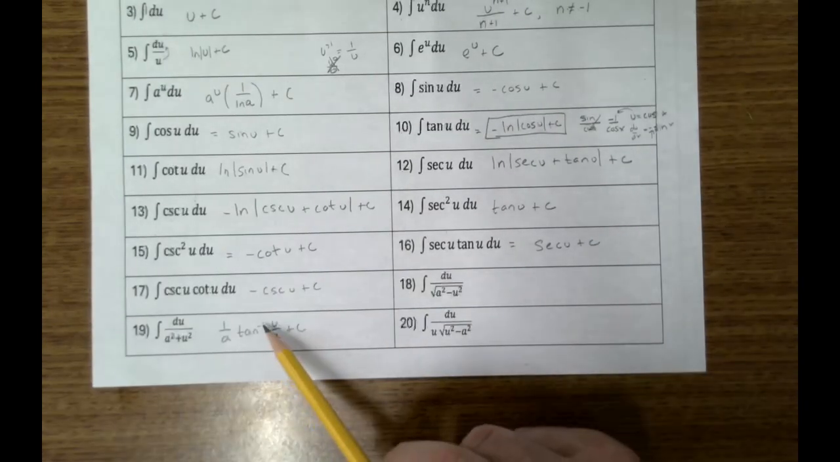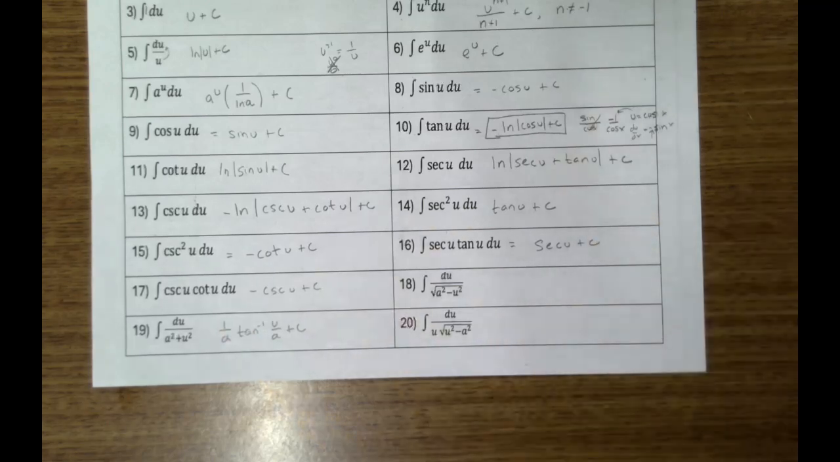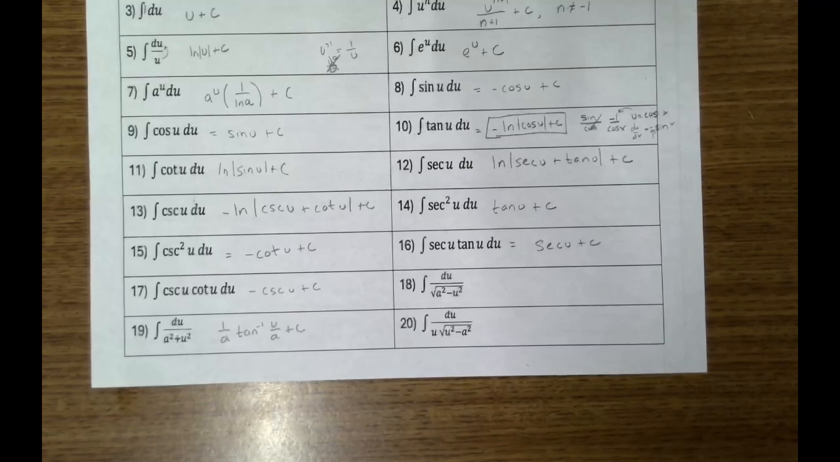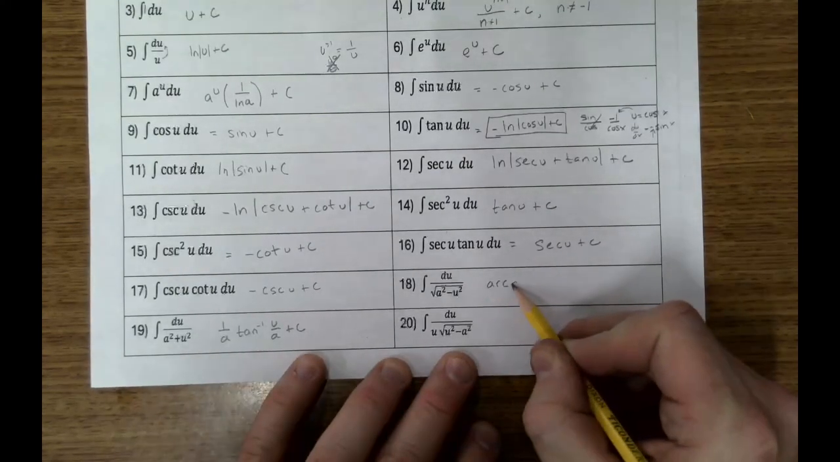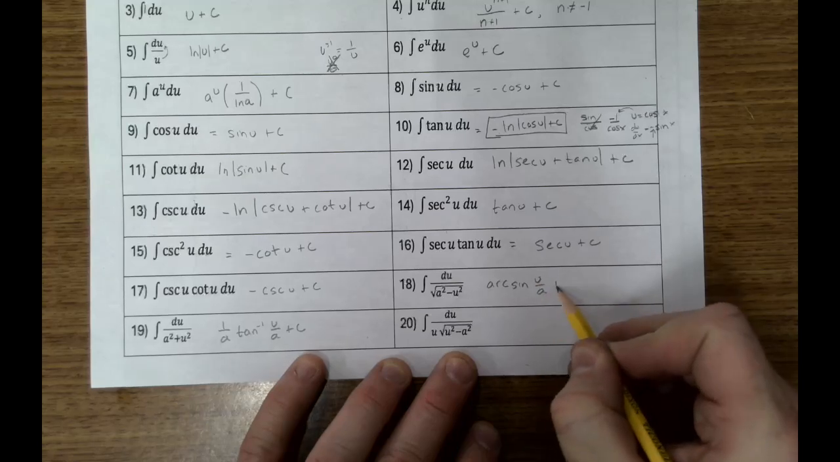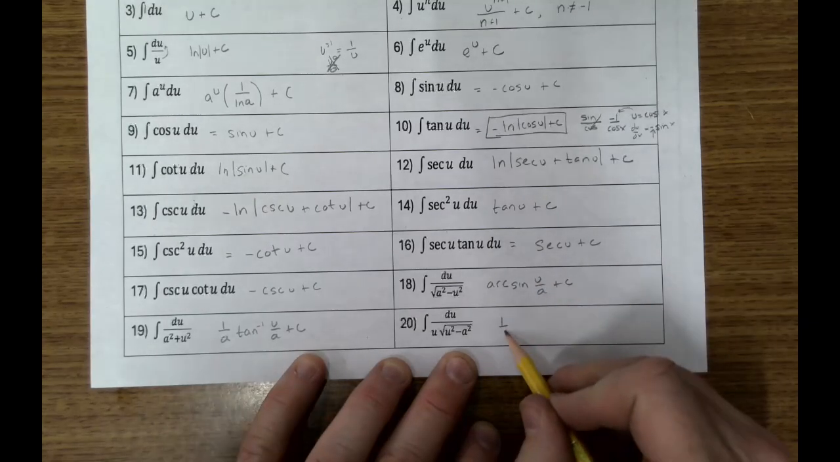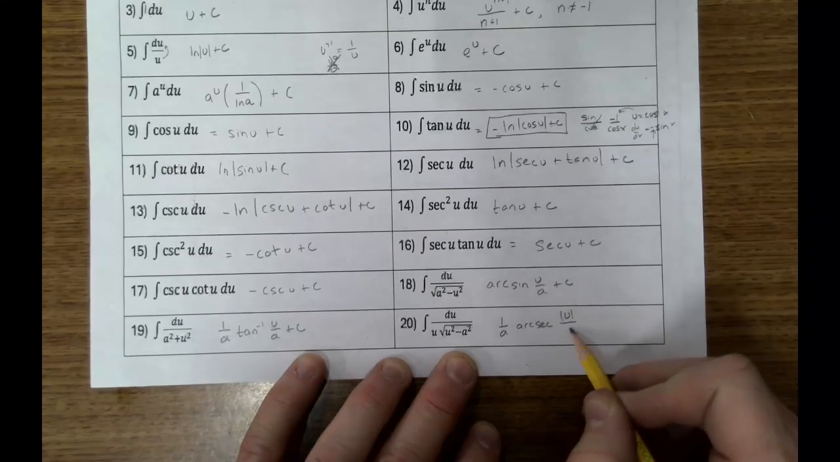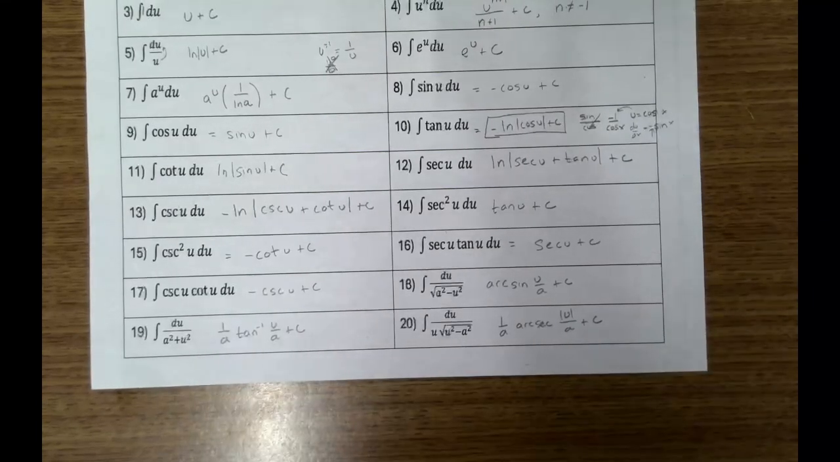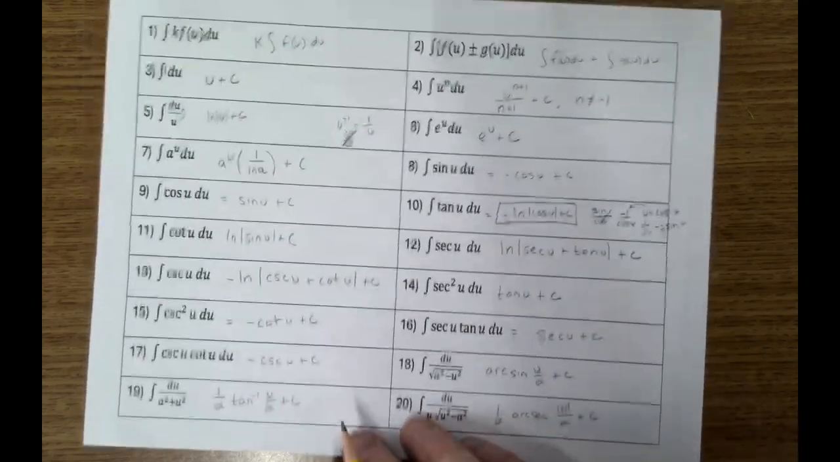I just remember that arctan goes here, and the other two are the sine and the secant. And the formula here is just a simple one, arcsine of u over a plus c. And this one is the strange one, arcsecant of u over a plus c. All right, that's how I remember my integral rules.